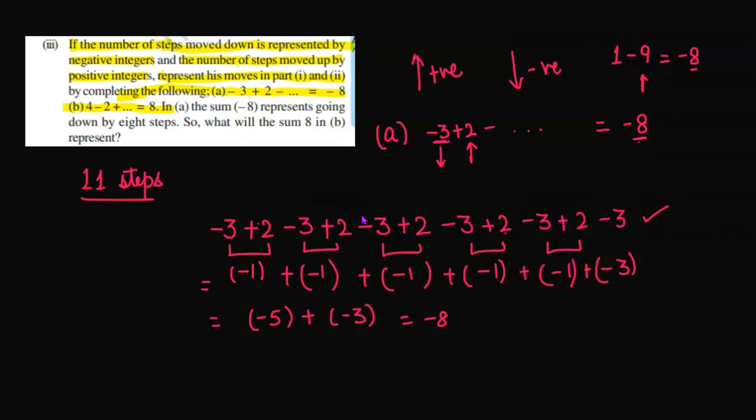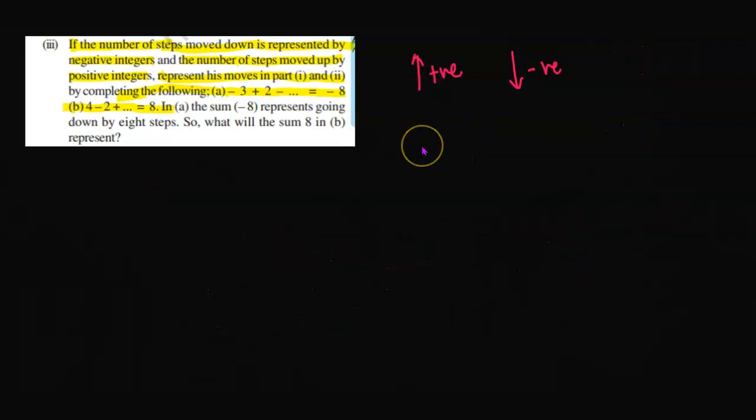So now let's look at part B. In part B, he is moving 4 steps upwards and 2 steps downwards. So 2 is negative and 4 is positive. And now because he is moving upwards, the 8 steps are also positive. We can show it like this: 9 minus 1. 9 is his initial position and 1 is his final position. So 9 minus 1 is 8. So 8 is the number of steps and it is positive. So it shows us it is in the upward direction.